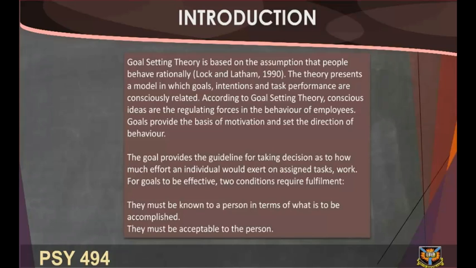The goal provides the guideline for taking decisions as to how much effort an individual would exert on an assigned task or work. For goals to be effective, two conditions require fulfillment. They must be known to a person in terms of what is to be accomplished. They must be acceptable to the person.